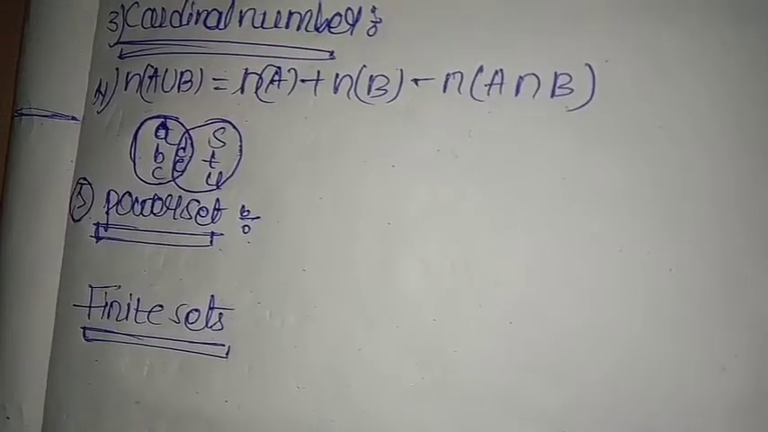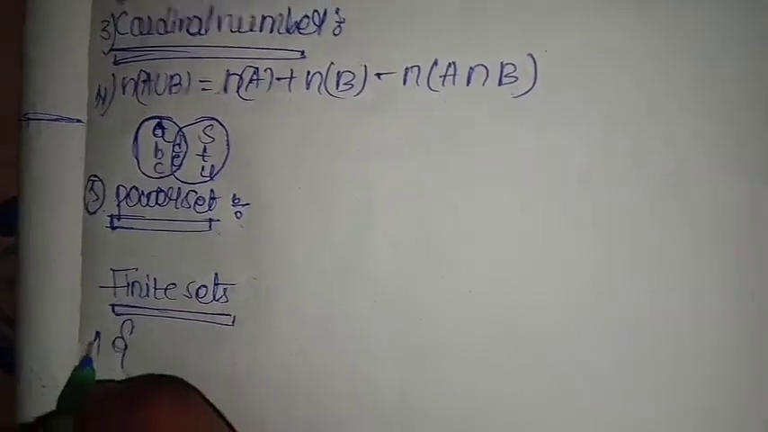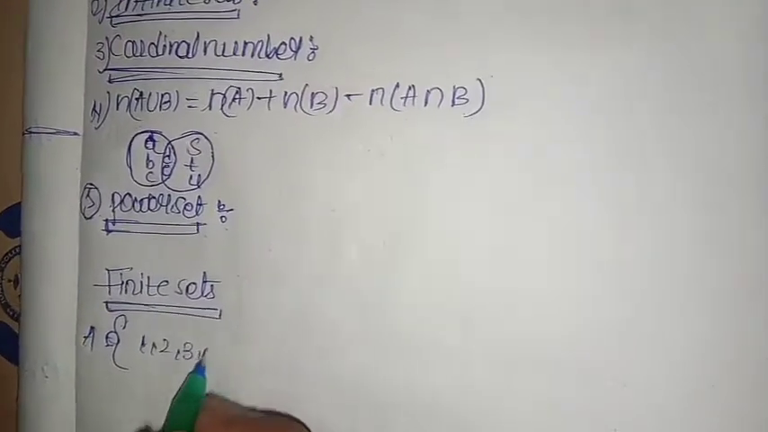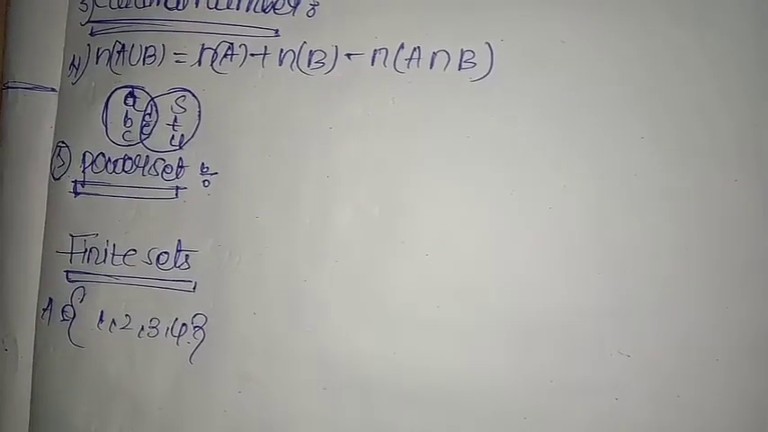So first, finite sets. A set which consists of a countable number of elements. For example, a set A equal to 1, 2, 3, 4. So it consists of a countable number of elements, so it is called a finite set.